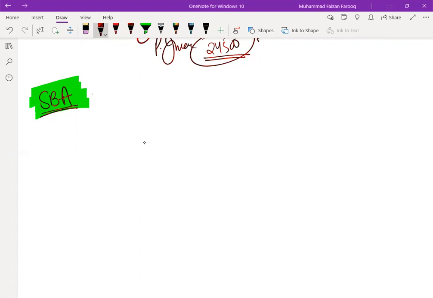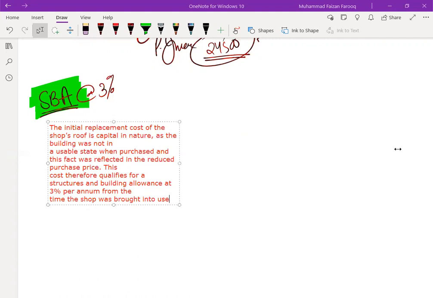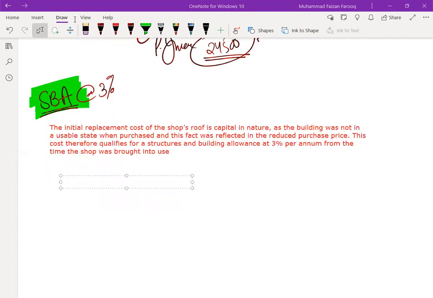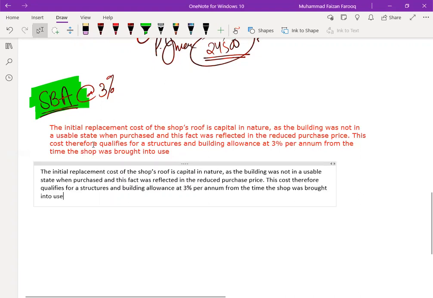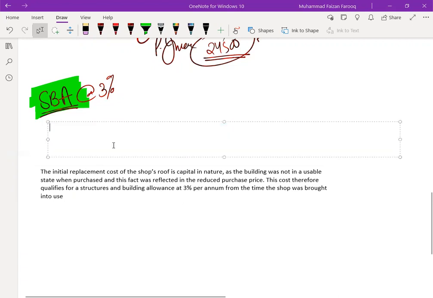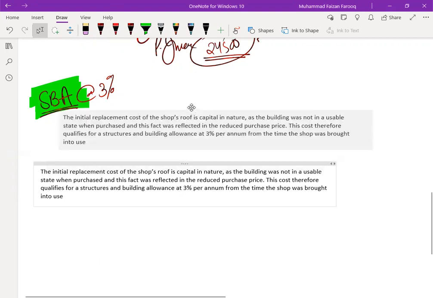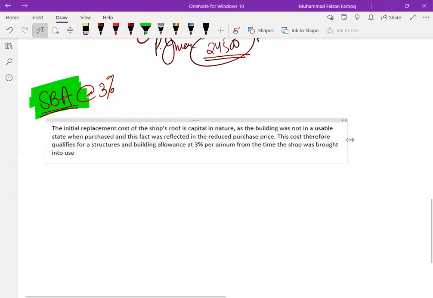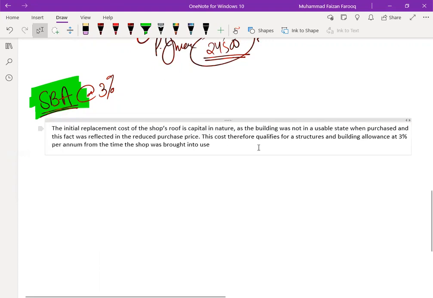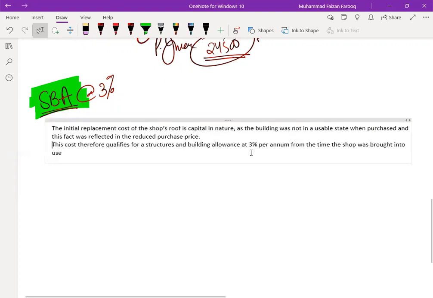The allowance is fixed. This is 3%, like a depreciation, you can say. The structural building allowance is fixed like depreciation. But when does it apply? Till now we did a lot of practice questions regarding this topic, which is property income, but till now this allowance was hidden.